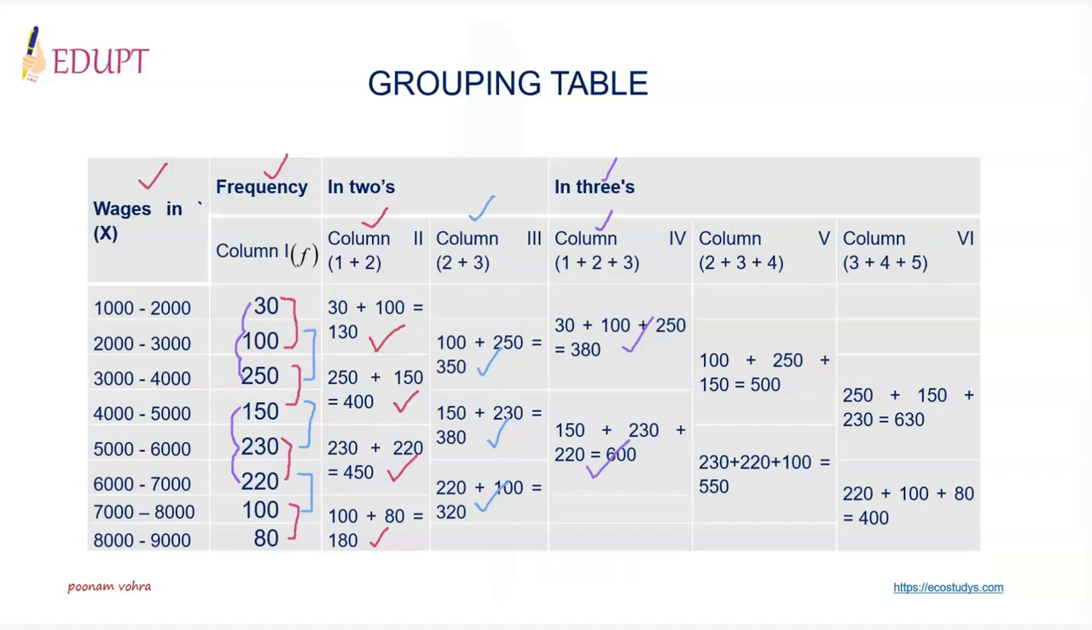Fifth column, we will group the frequencies once again in threes, but leaving the first one. So the first group would be 100 plus 250 plus 150, that is 500. Second group would be 230 plus 220 plus 100, that is 550. Then the sixth column would be, once again, frequencies grouped into three, leaving first and second. So frequencies included are 250, 150 and 230, that is 630. And second group is 220 plus 100 plus 80, which makes it 400. So the grouping table is complete.